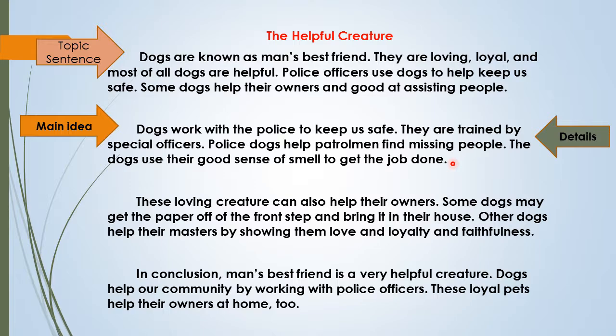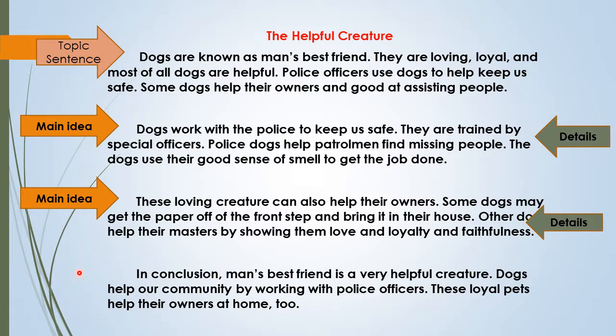paragraph. In the second body paragraph, these loving creatures can also help their owners. So this is the main idea of the second body paragraph. Some dogs may get the paper off of the front step and they bring it in their house. Other dogs help their masters by showing them love and loyalty and faithfulness. So these sentences represent the supporting details that support the main idea of this paragraph.